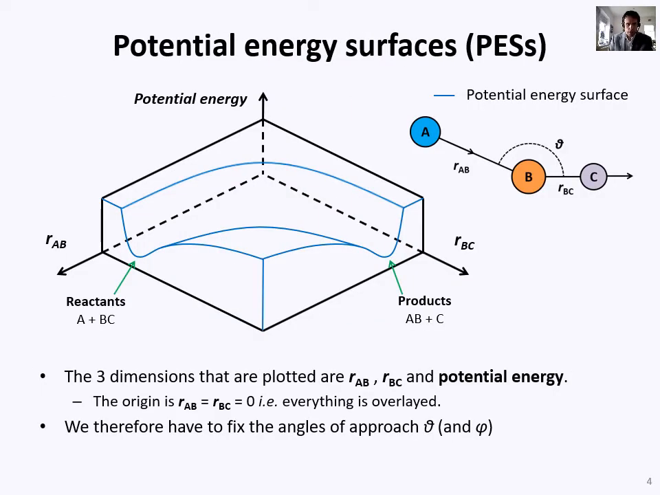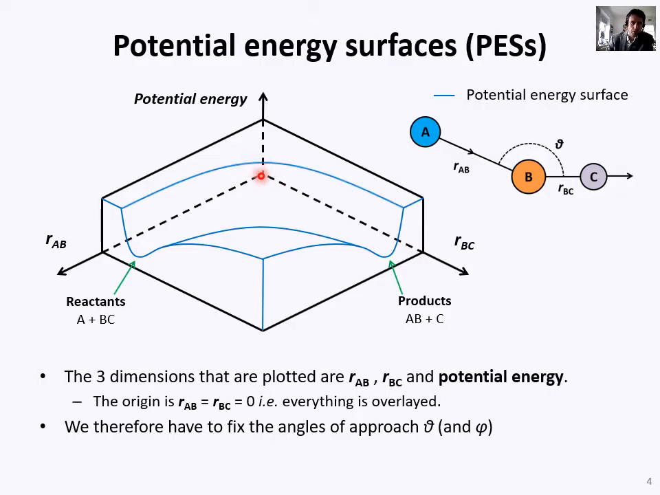So let's move back towards potential energy surfaces and away from 3D space and maps. So this is a typical potential energy surface. What we have here is we're plotting 3 dimensions. One dimension is our radius of A and B, so this would be the distance that A and B are apart, and so here at this origin point, they are effectively overlapping, and you can think about what that means in terms of potential energy. And likewise, you've got BC here. So at this point, you've got BC overlapping.